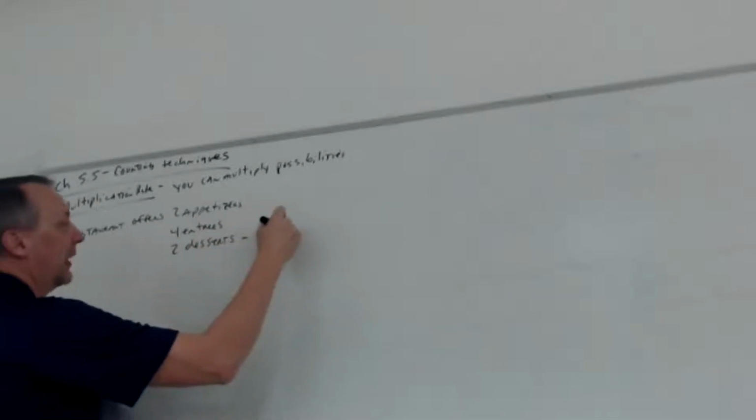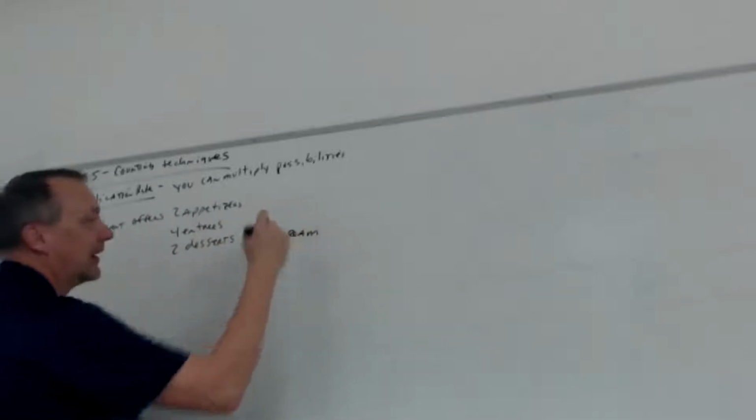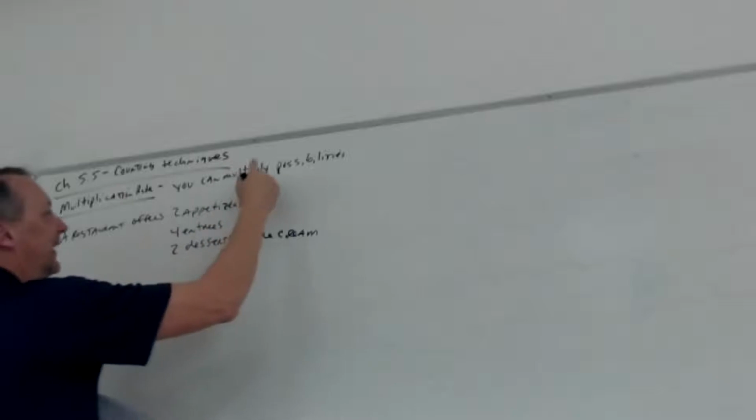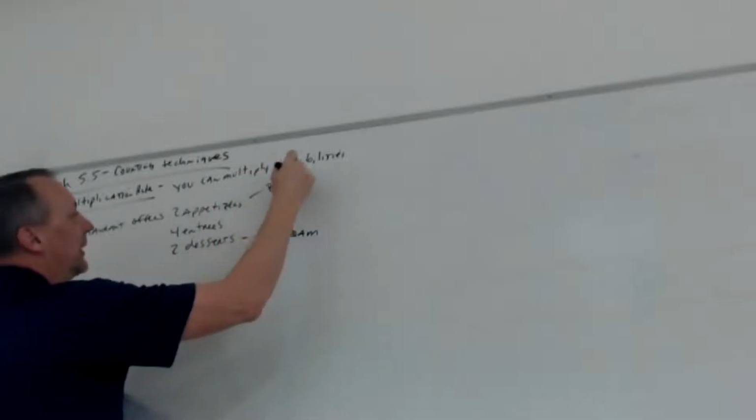So, I'm going to pick on Kyle. What's your favorite appetizer? Ice cream is not an appetizer. That's a dessert. Okay, ice cream. You got a dessert. Eric, what's your favorite appetizer? Bloomin' onion. I love that.